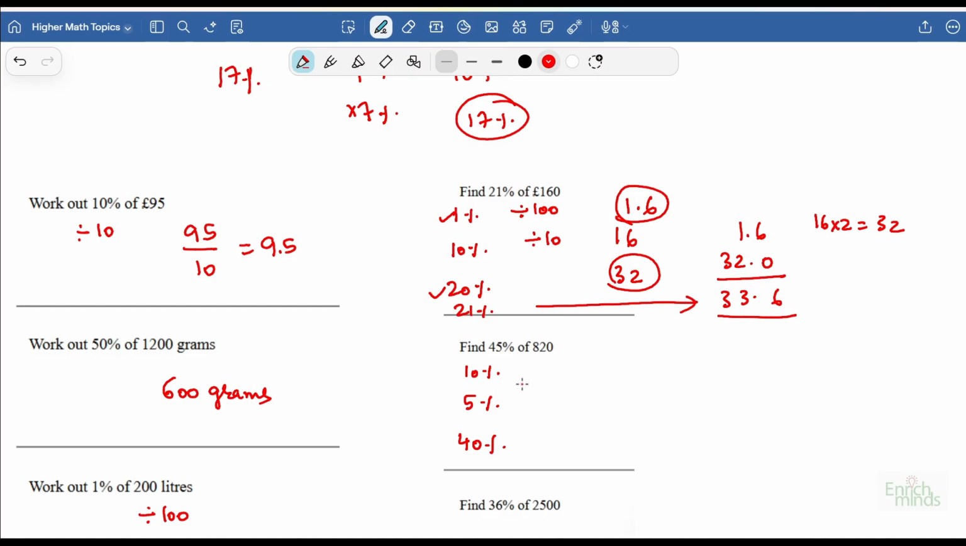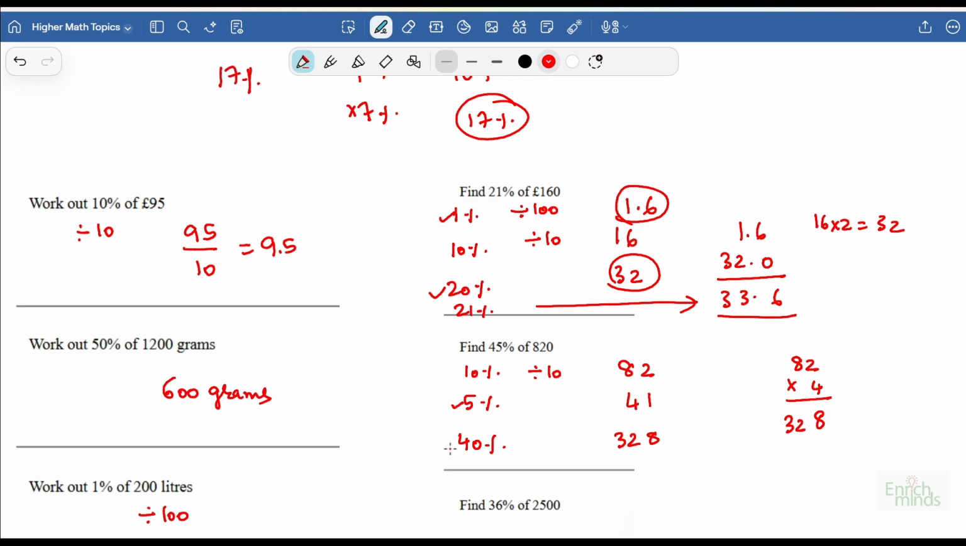Finding the 10% of 820. To find 10%, I divide the quantity by 10 to get 82. So 10% of 820 is 82. 5% will be half of 10%. So half of 82 is 41. So 5% is 41. 40% will be 4 times 10%. So 4 times 82: 4 2s is 8, 4 8s is 32. It's 328. So 40% is 328, 5% is 41.